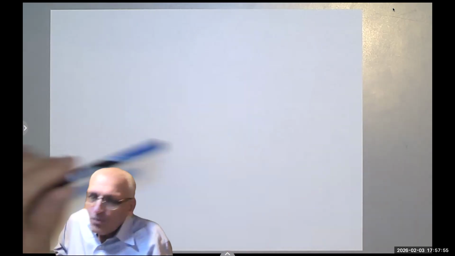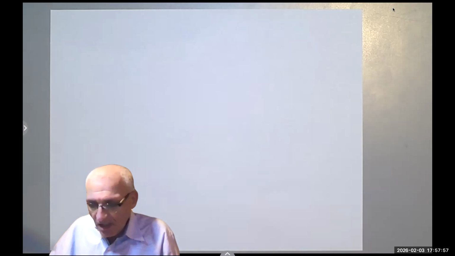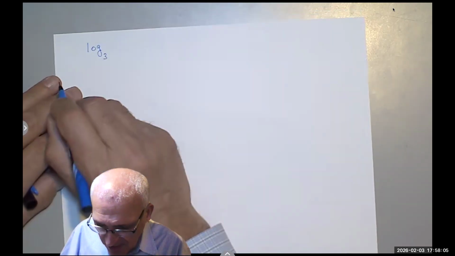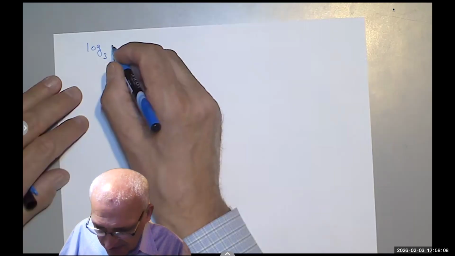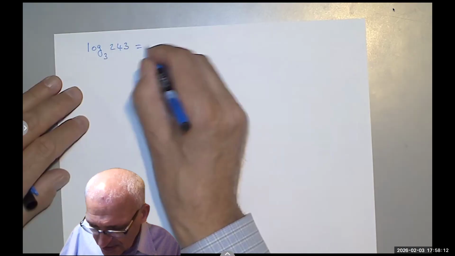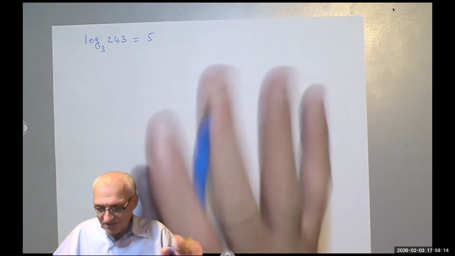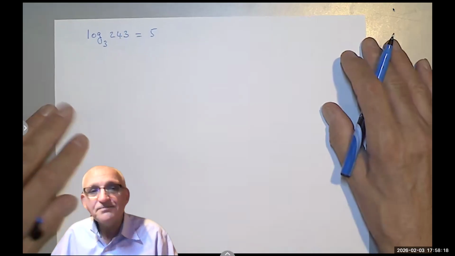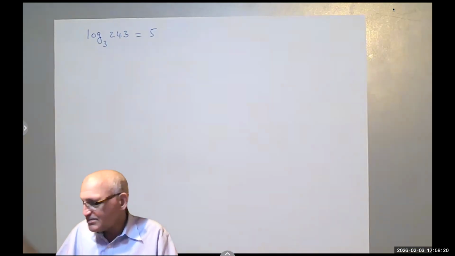So what is logarithm? For example, I'm going to write log to the base 3 of a number, let's make it 243, equals 5. You say, wait, I don't understand. Where did you get these numbers from? Okay, bear with me for a second.